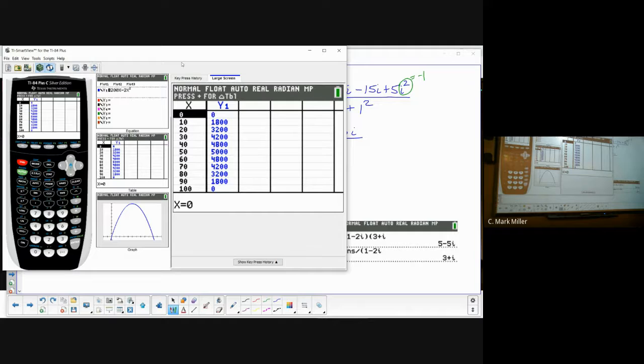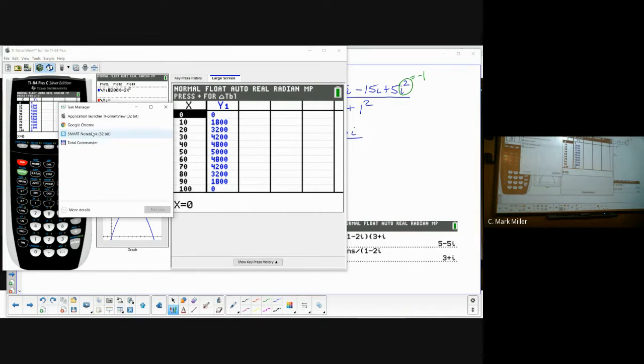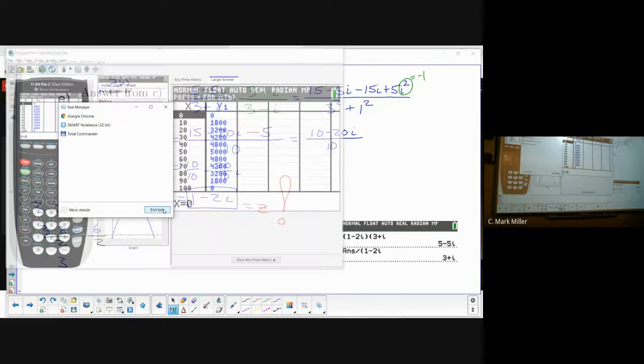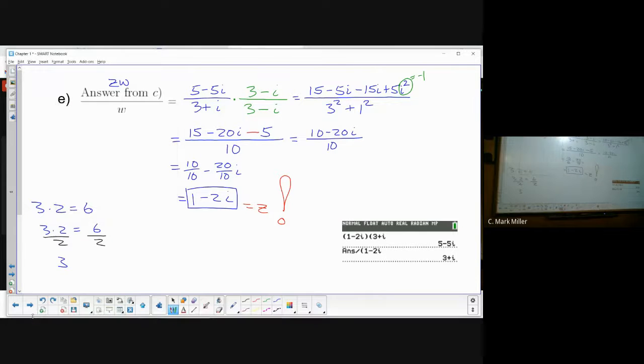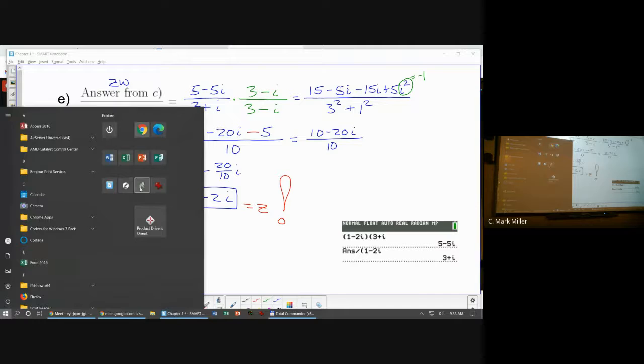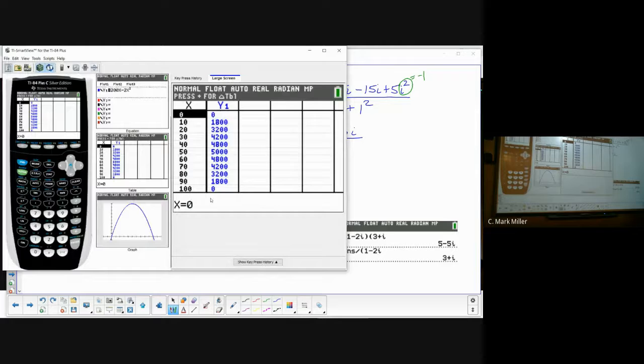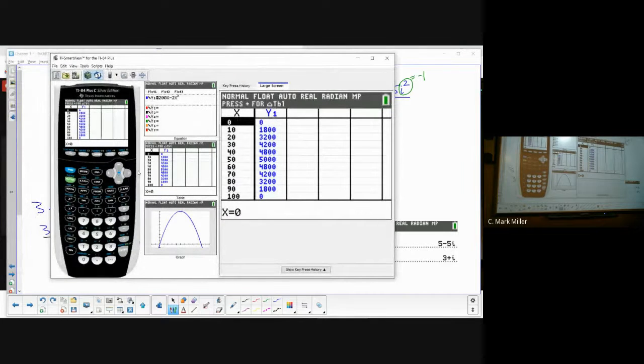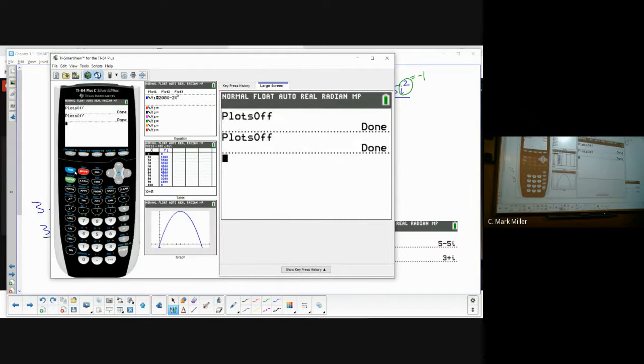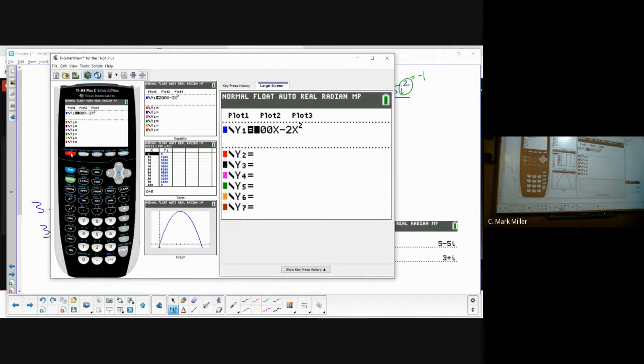Uh-oh. Yeah. Whoa. This calculator, this computer is freezing programs. Let's try this again. Clear. All right, decided to work. Good.